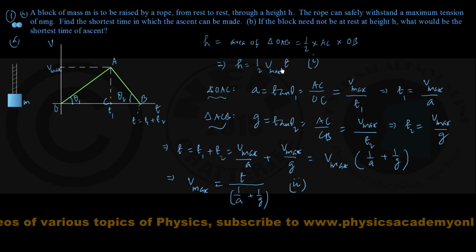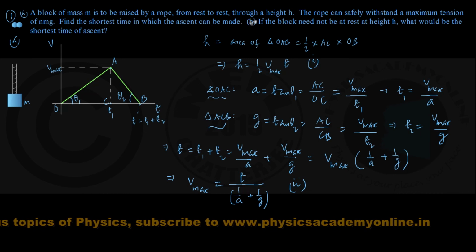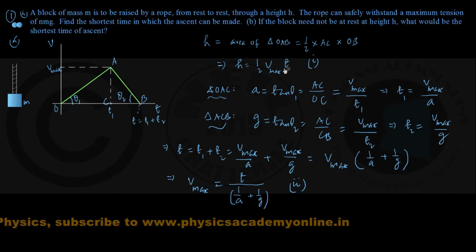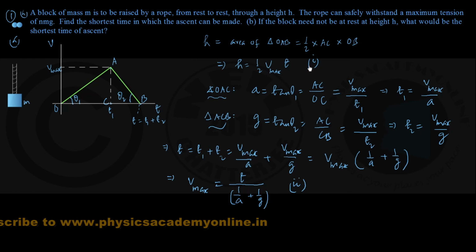We have already got the total distance traveled, that is the height attained, h is equal to half into Vmax into T, equation number 1. And just now we expressed Vmax in terms of T only, equation number 2. So let's combine 1 and 2 to get an expression.